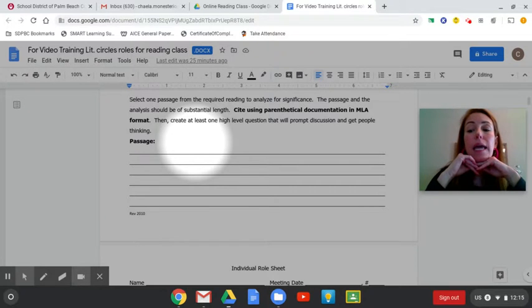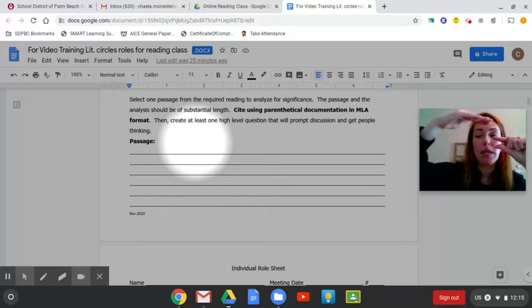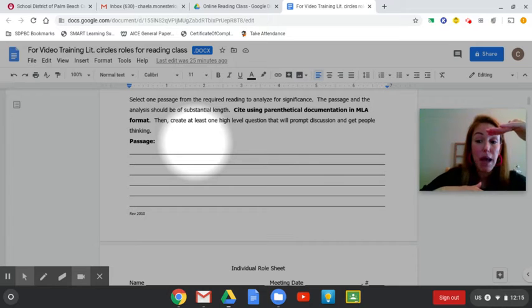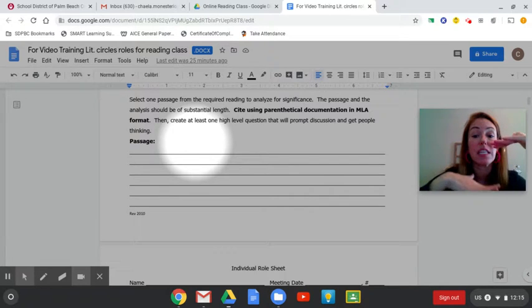So let's say the paragraph that you found is really short. Then I would suggest copying part of the paragraph before it and part of the paragraph after it to have a significant passage. Remember, it has to be of significant length, okay? Like a full paragraph's worth of sentences.